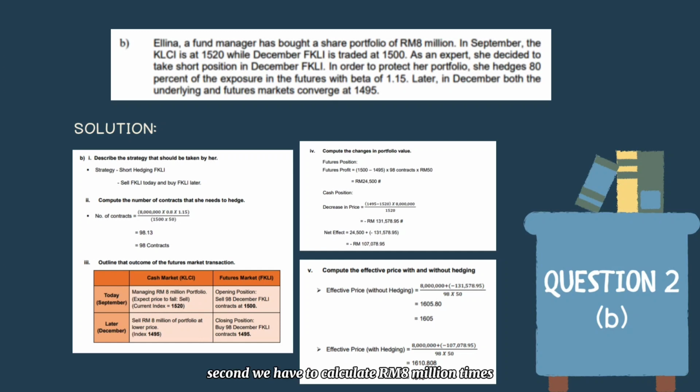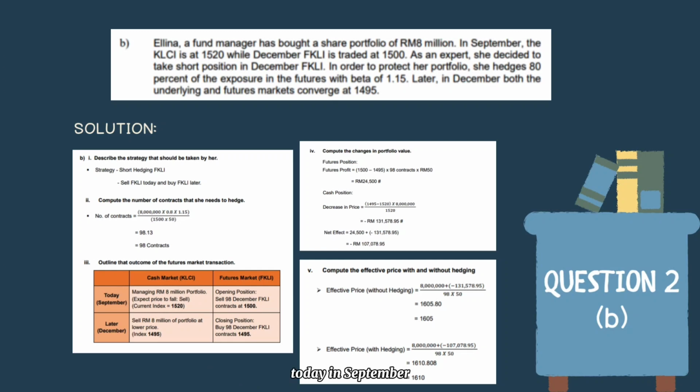Second, we have to calculate 8 million ringgit times 0.8 times 1.15 divided by 1,500 times 50 to get the number of contracts, which is 98 contracts for this trading. Third, we need to construct a table of the cash market and futures market.